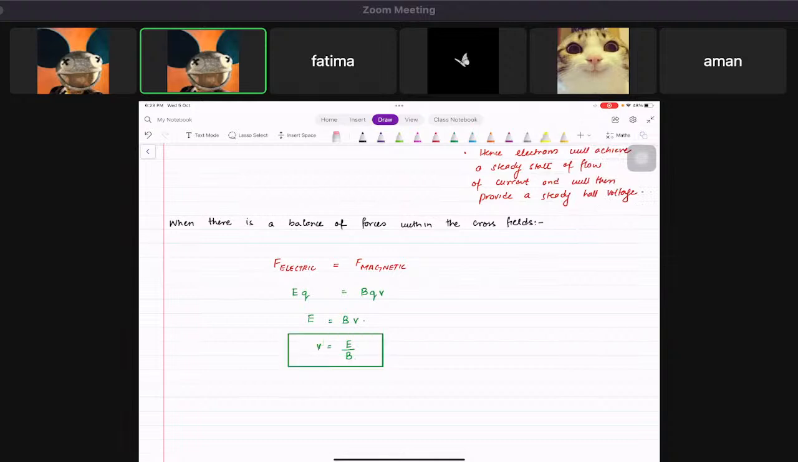I'm just going to tell you this: this is basically the velocity of the charge, this is the electric field strength, and this is the magnetic field strength. Is it clear, everybody?